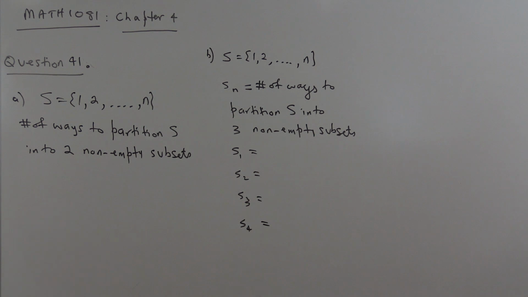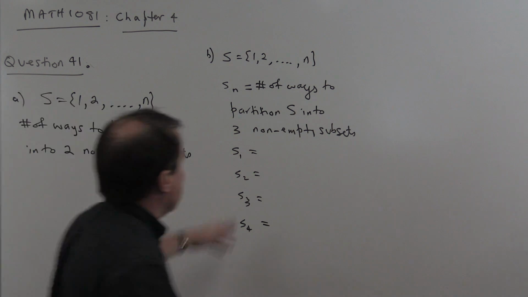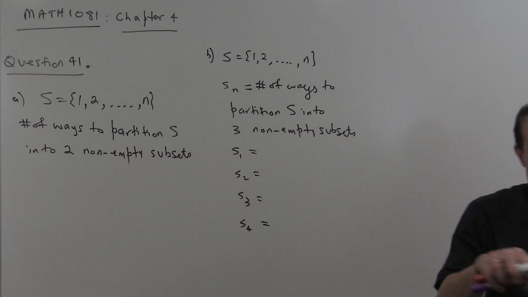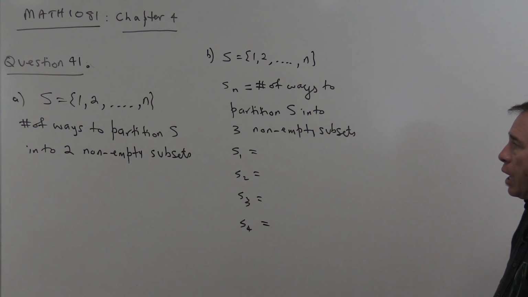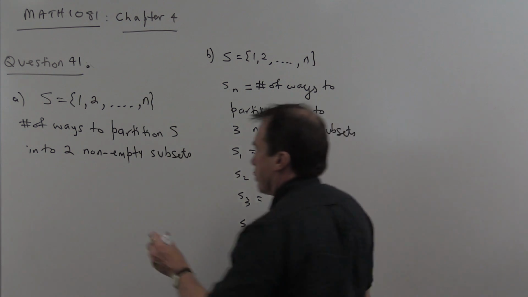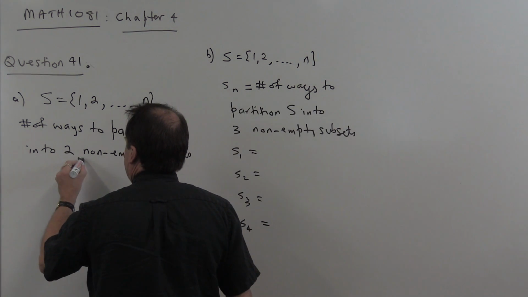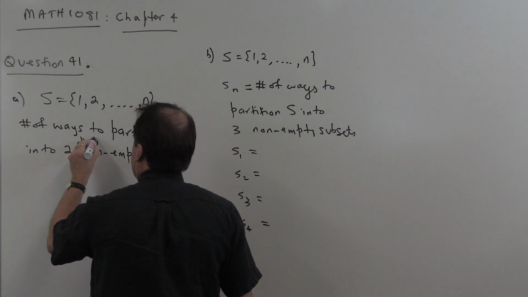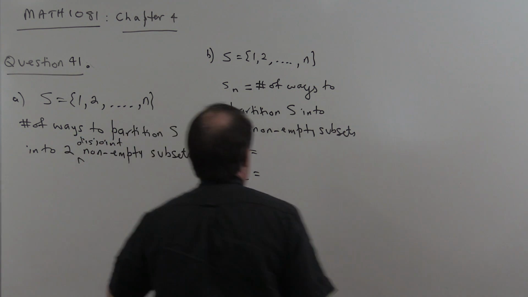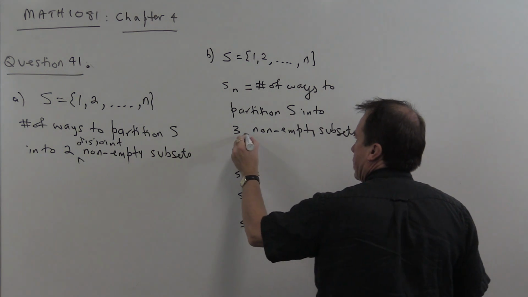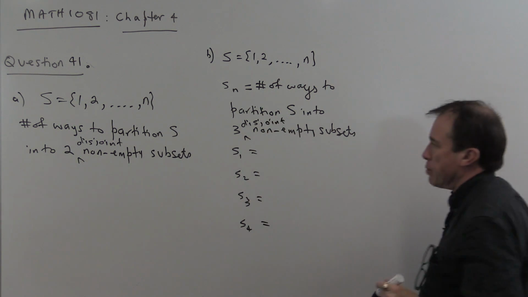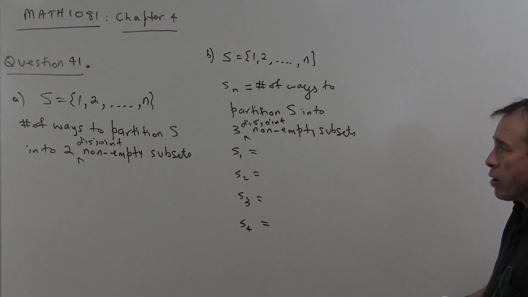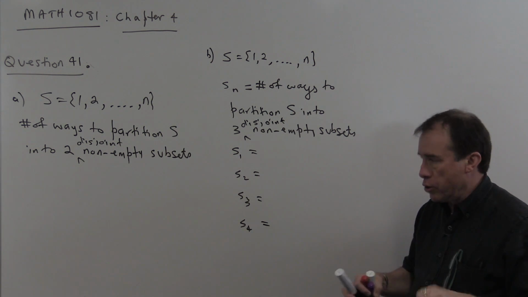It's essentially looking at the number of ways of partitioning or splitting up the set of numbers from 1 up to n into 3 disjoint, that means they've got nothing in common, non-empty subsets. So we start off in the first part with just splitting it up into 2 non-empty subsets.